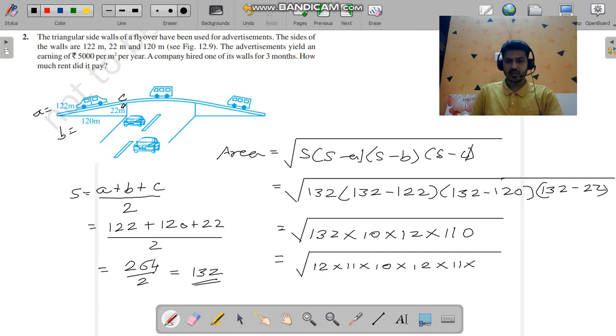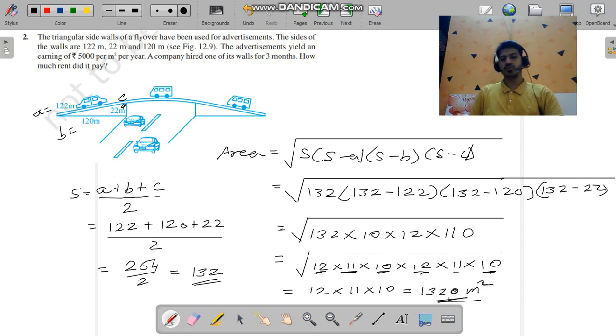So 11 multiply 10. Now if we want to find the root, the numbers must be in pairs. Here we can see this 12 is in pair, 11 is also in pair, and 10 is also in pair. So just write it one time as it is in pair. So 12 multiply 11 multiply 10. 12 11s are 132 and 132 10s are 1320 meter square. Now this is the area of that triangular wall on which they are going to advertise.